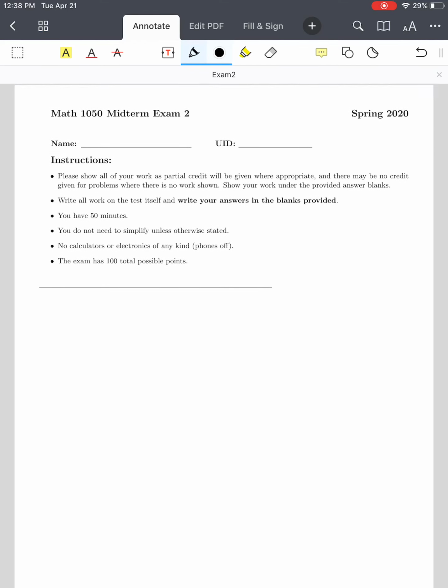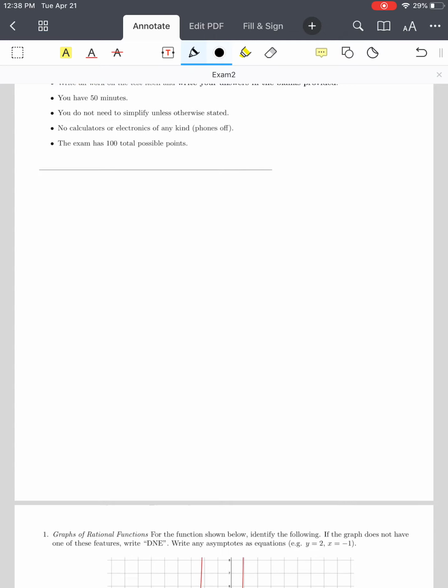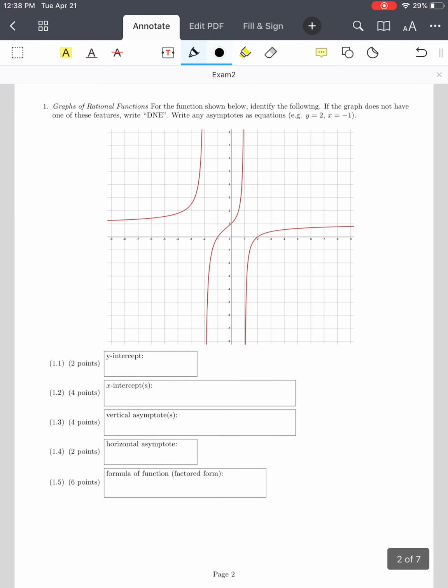All right, I'm going to go over exam 2 now. So let's see. Problem 1, graphs of rational functions. We're given a graph and asked to find all the things about it. First off, the y-intercept. That's just where it crosses the y-axis.